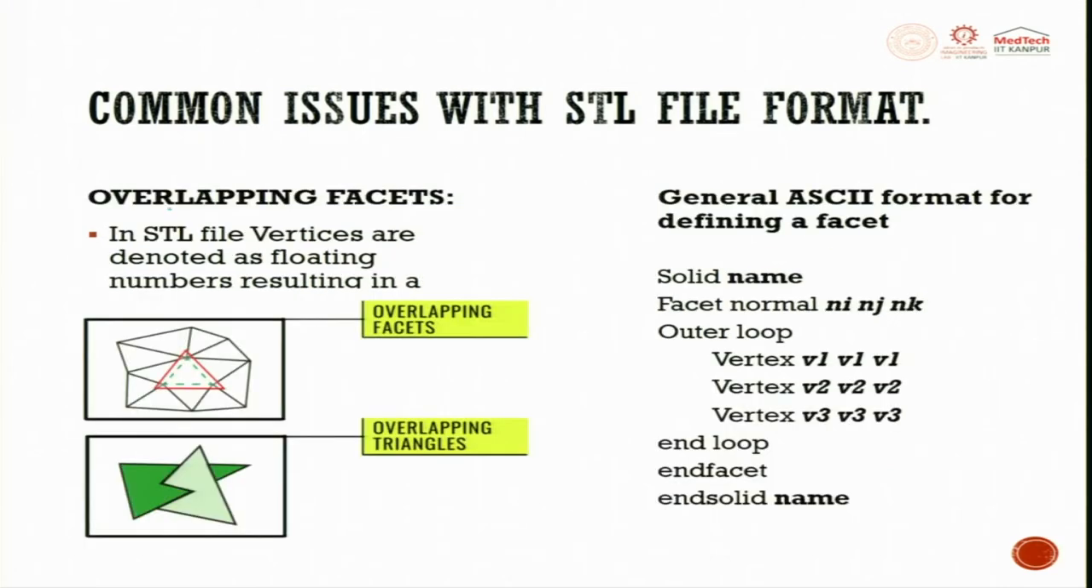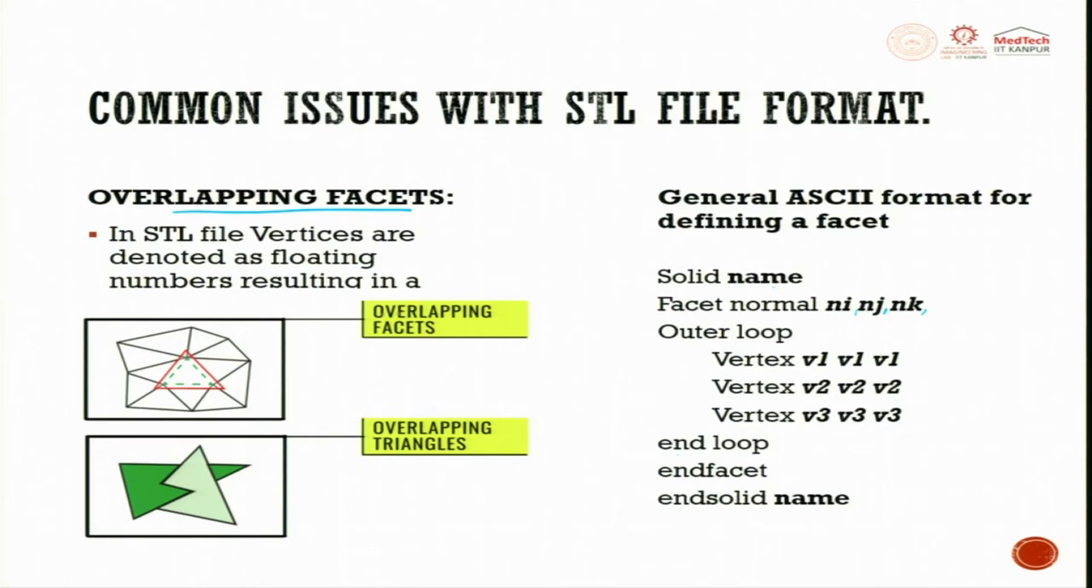There can be another issue of overlapping facets. For example, the STL file vertices are denoted as floating numbers resulting in an overlap facet. So, if you see here, generally ASCII format defines a facet, solid name, facet normal ni, nj, nk, then outer loop, v1 is vx, vy, vz, v2 is x, y, z, and then v3 x, y, z. So end of loop, this is how an ASCII format file looks like for a facet. So end of facet.